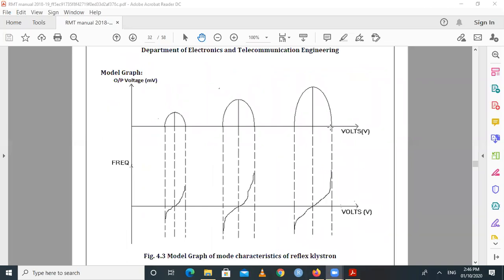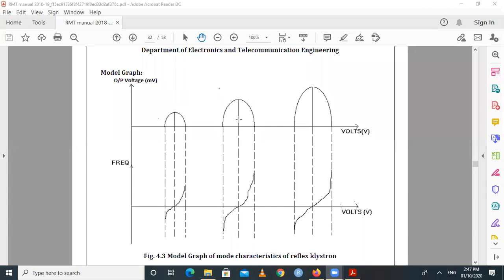So repeller voltage is reducing, means for this mode, say it should be 200, then 180, and then 170. This is for the first mode. And frequency is 9.76 gigahertz, 9.74 gigahertz, and finally 9.72 gigahertz. This is the reading for the first mode, which I had shown in that video. But the same procedure can be repeated for mode number 2 and mode number 3.